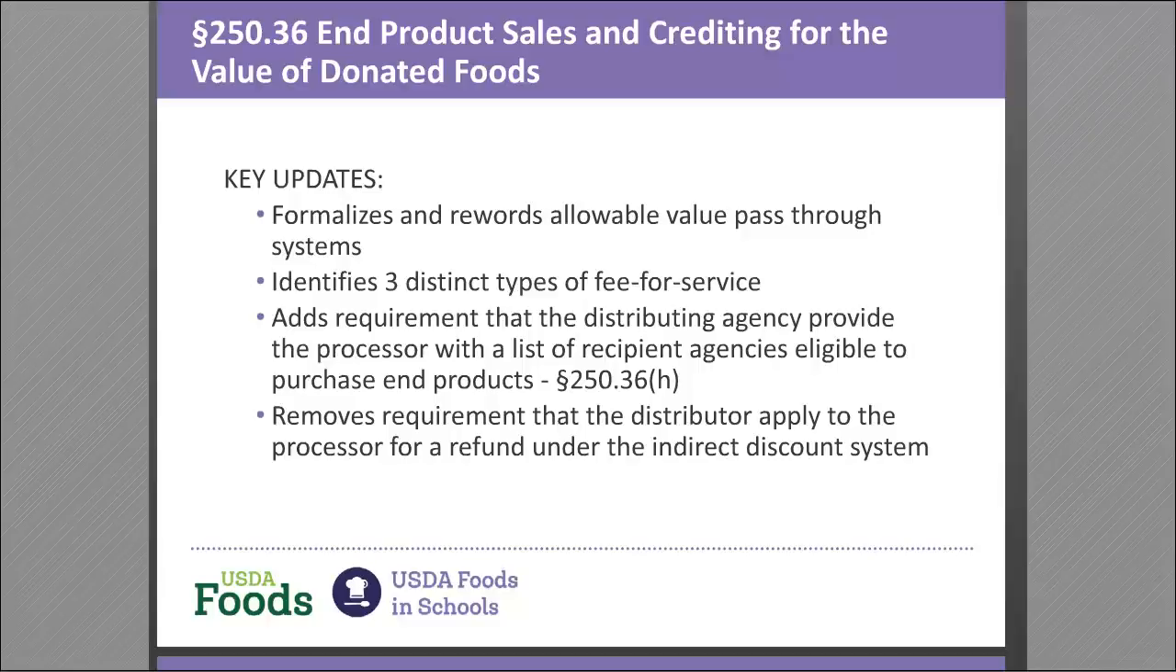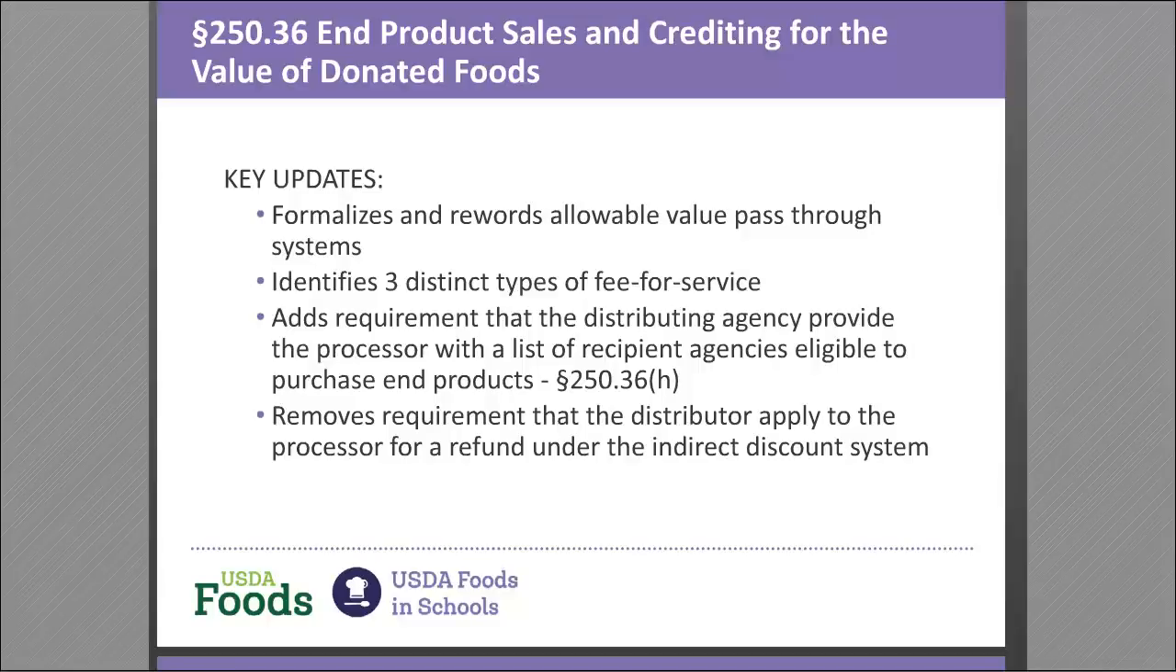In 250.36H, we require that the distributing agency provide the processor with a list of recipient agencies eligible to purchase end products, along with the quantity of raw USDA food that is to be delivered to the processor for processing on behalf of each recipient agency. This is intended to ensure that only eligible recipient agencies receive end products and that those end products are received only in the amounts for which they are eligible.